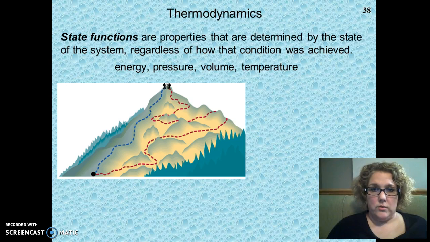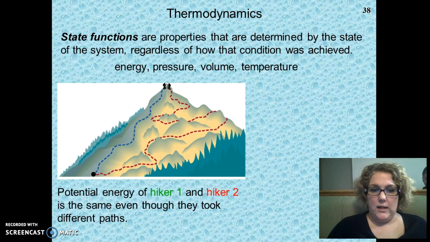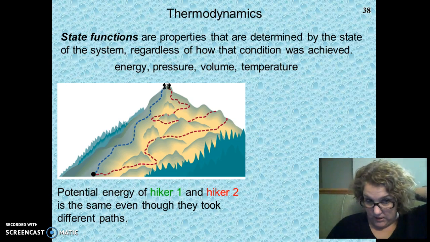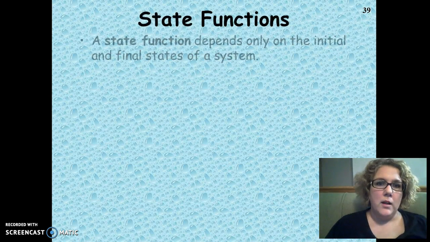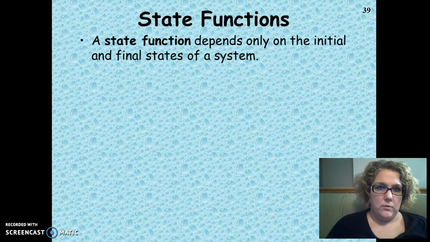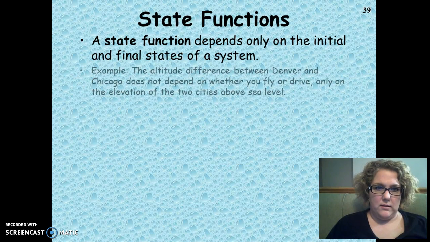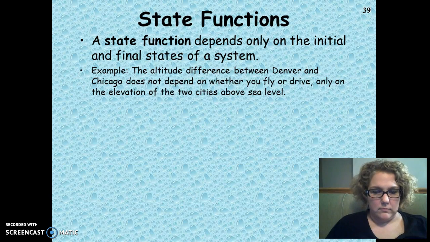Temperature, whether you slowly increase the temperature or do it very fast. If you melt the ice cube, then refreeze it, kind of a thing. It doesn't matter how you get there. State functions are always the same. So here's another way of looking at it. Height is potential energy. The potential energy of the hikers is equal even though they took different paths. So state functions depend only on the initial and final states of the system, not on how that journey occurred.